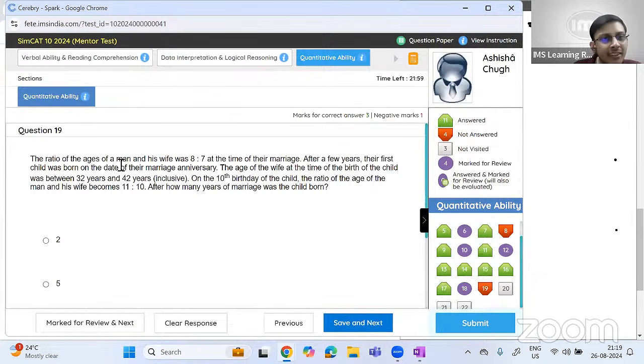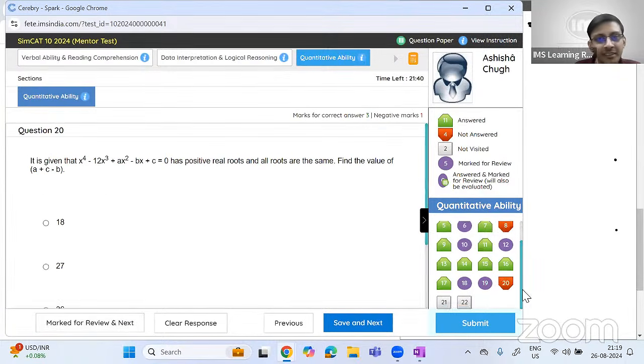Okay, ratio of the ages of man and wife 8:7. After a few years, first child was born. Age of wife at the time of the birth of the child was between 30 to 42. 10th birthday ratio became, okay, it also seems like it will require a bit more thought and working. I'll come back to this.